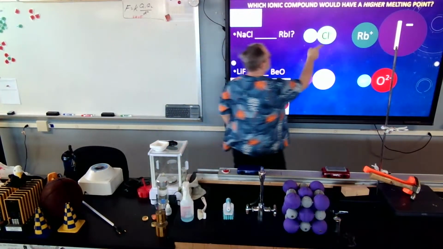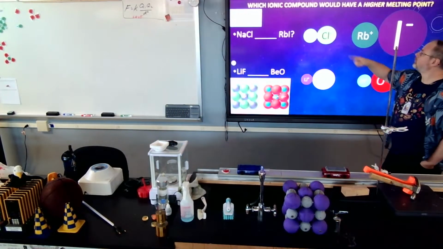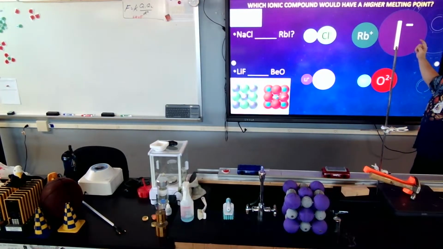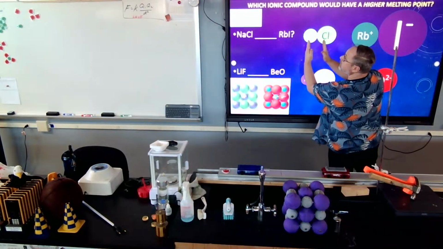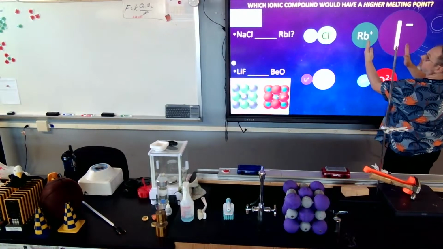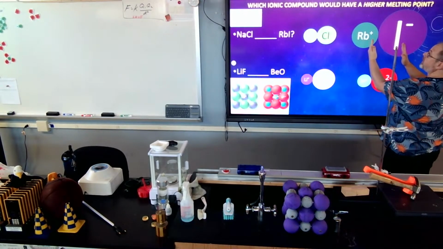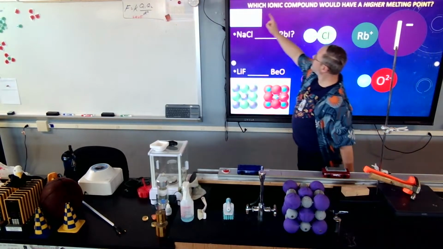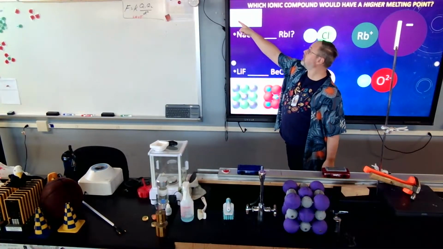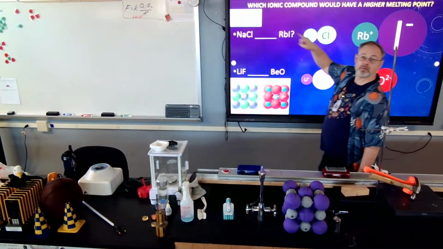These are both +1, -1. +1, -1, +1, -1. But this distance is that big. This distance is that big. Larger denominator means it represents a smaller number. This one's going to require a lot less heat to make the ions fall apart, because larger distance, larger denominator, smaller number.